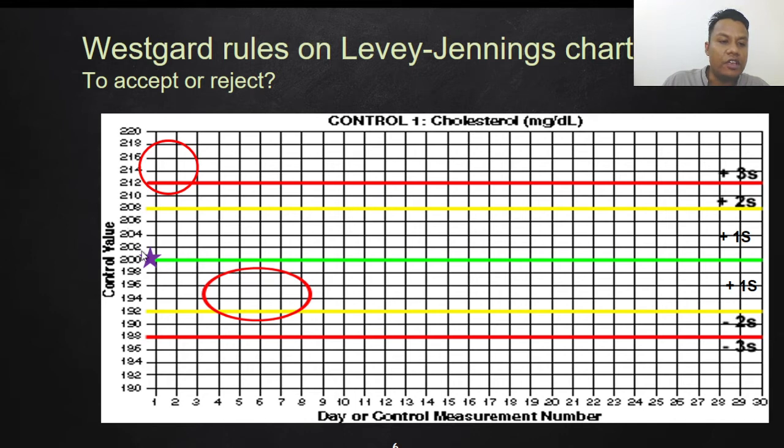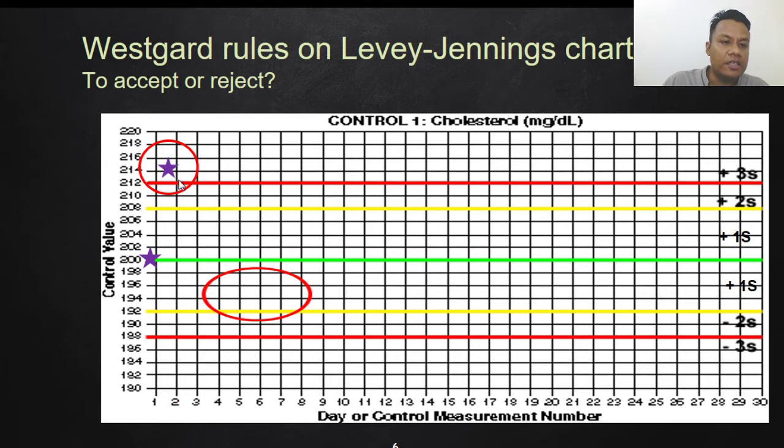On the first day, we perform the quality control. It gives a very good value, exactly at the center. So we accept. That means the machine, the analyzers or the procedure is good to go for that day. The quality control is in, we can accept that the analyzer is good to go, so we can proceed with patient samples.